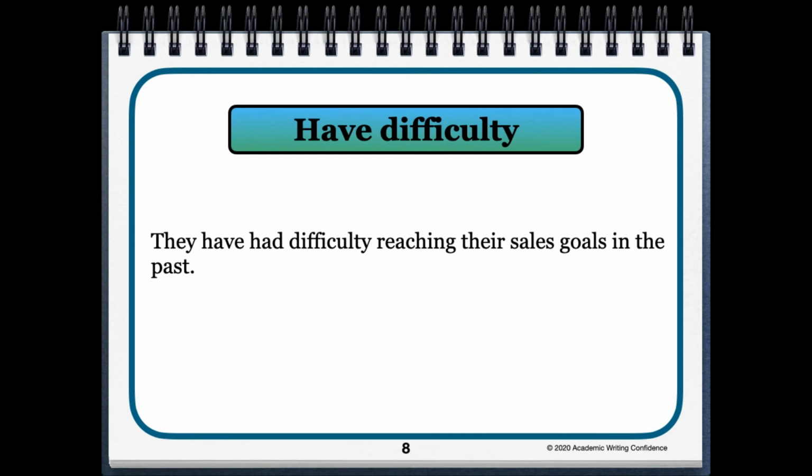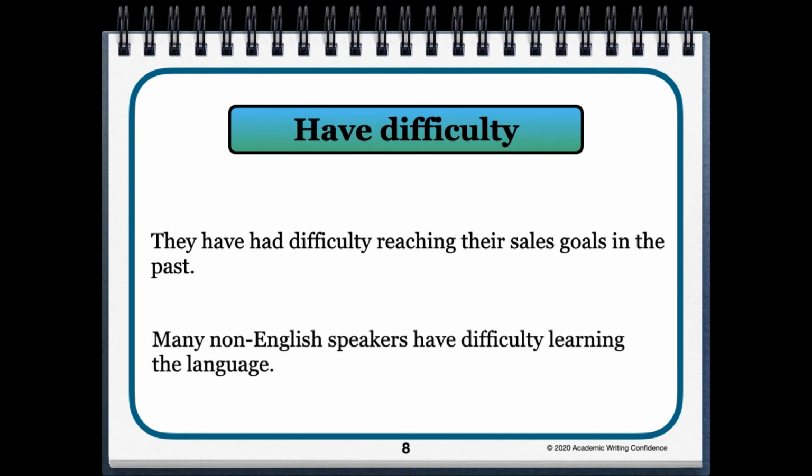Have difficulty. They have had difficulty reaching their sales goals in the past. Many non-English speakers have difficulty learning the language.